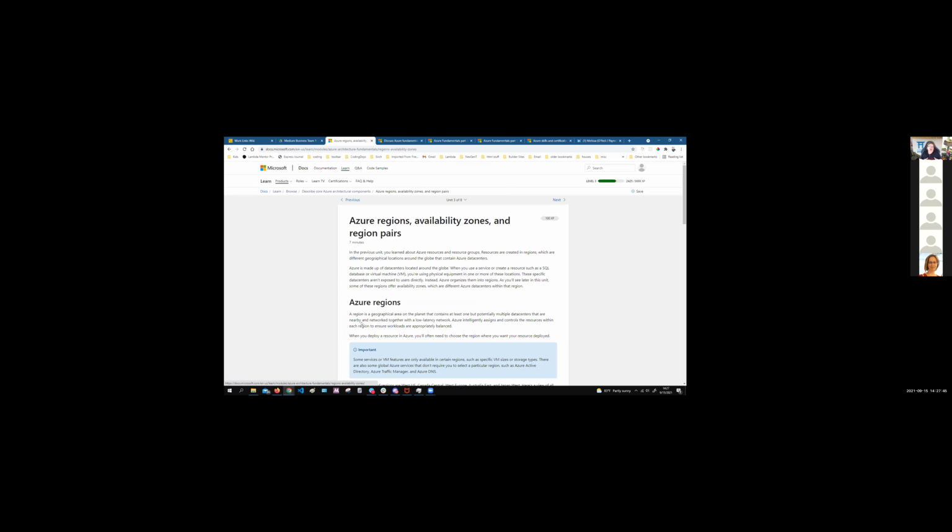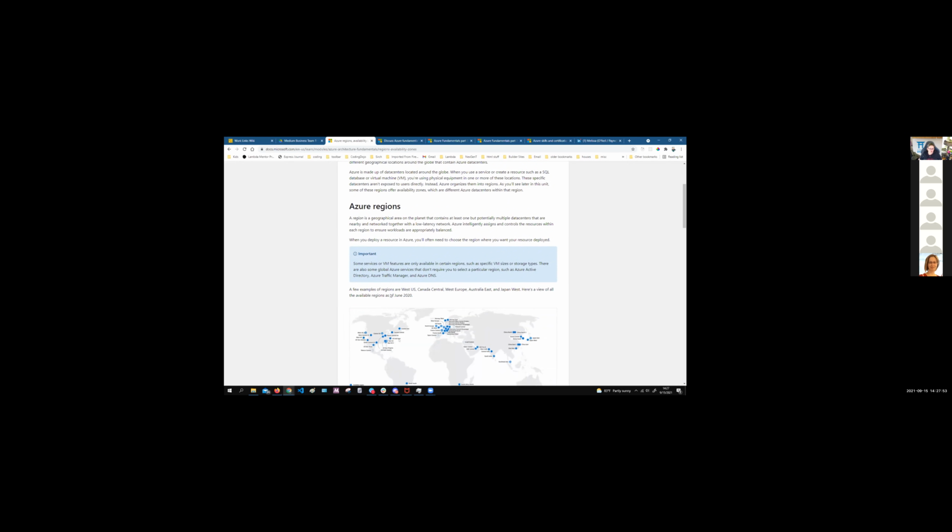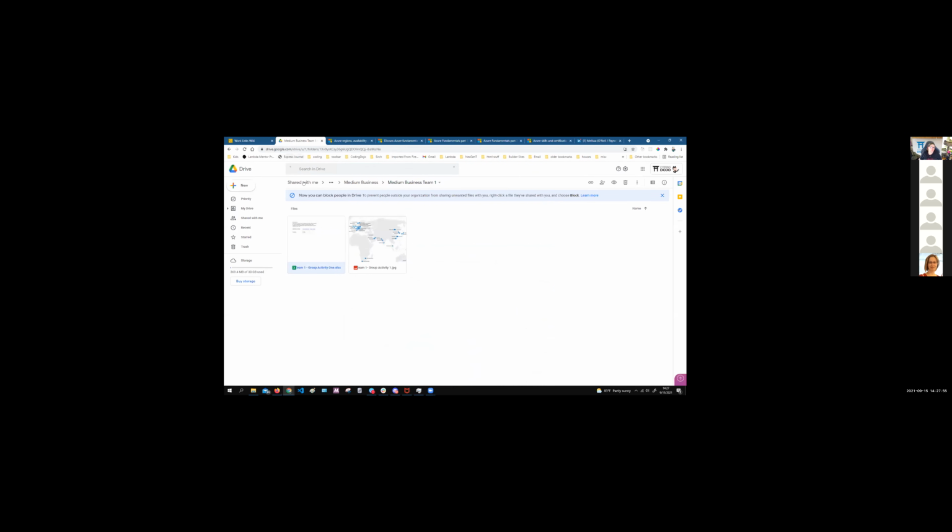No problem. So just like Mel said, there are specific regions and availability zones, and then something called region pairs. So the regions is this map here. So let's go over here. Let's pull this guy up. It was in each of the business folders, if it loads.